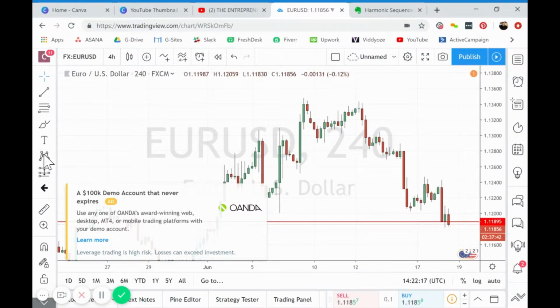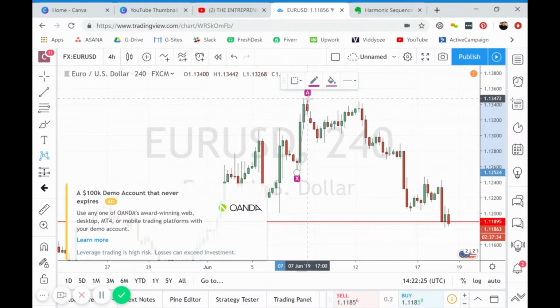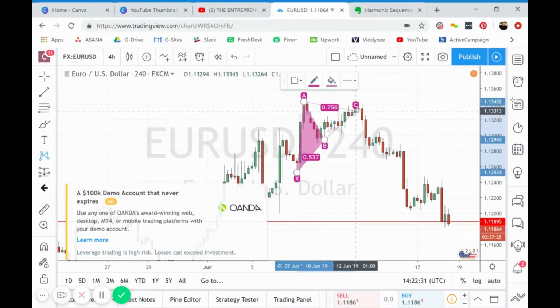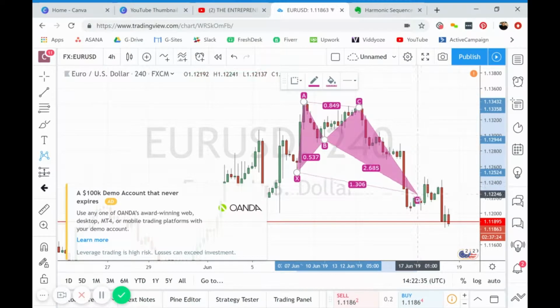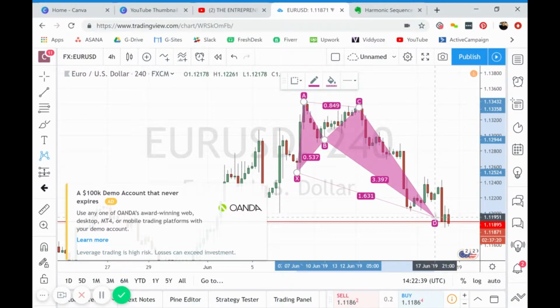We're gonna go ahead and grab this ABCD pattern tool right here. This is our X leg. This is where the move begins. It goes to A, goes down to B, goes to C, and completes here at D. Okay, this is the crab pattern. All right, so why is this the crab pattern?